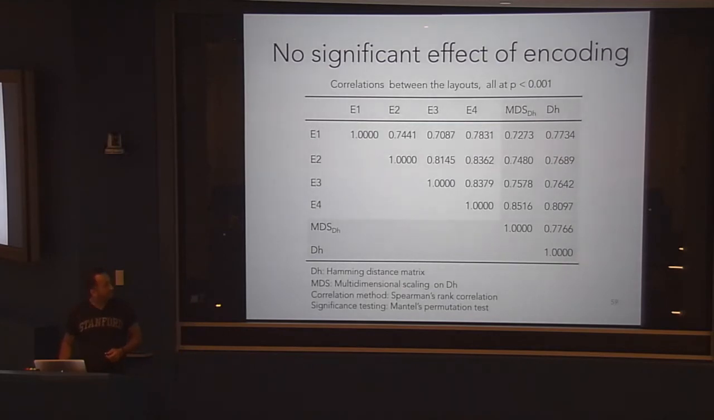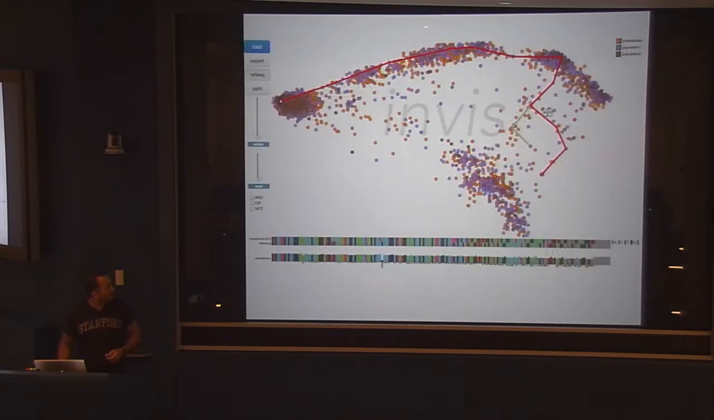There is no significant effect of encoding. All right, what's this? The point with invis is that the existing tools are great for what they are designed for, but they are limited when it comes to exploring thousands of genomes simultaneously. With invis, what we have is a prototype system where you can explore thousands of genomes simultaneously and interactively. And this is one way of approaching the problem.